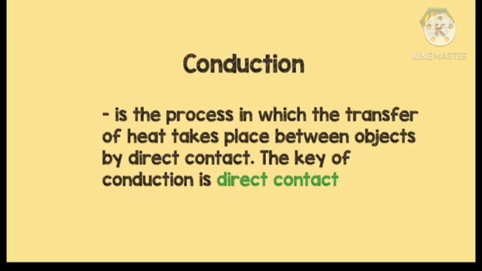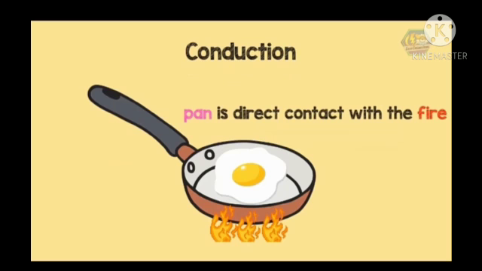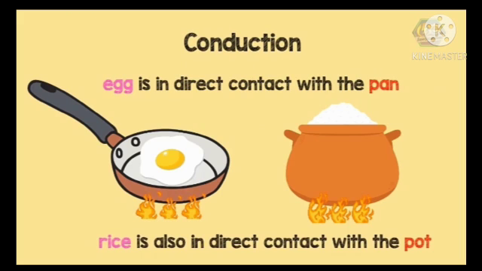Conduction is a process in which the transfer of heat takes place between objects by direct contact. So the key of conduction is direct contact. Here the pan is in direct contact with the fire. The egg is in direct contact with the pan, and the rice is also in direct contact with the pot. This is how conduction occurs.